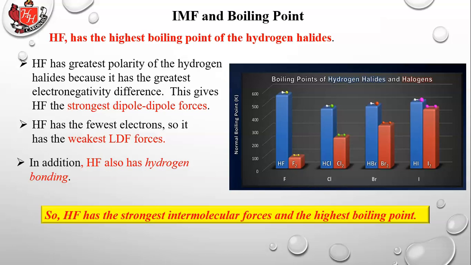So HF has all three types of intermolecular forces. It has very weak London dispersion forces, but it does have them. It has strong dipole-dipole forces compared to the others, and it has hydrogen bonds, which none of the others do. So it has all three types of intermolecular forces, and therefore has the highest boiling point.